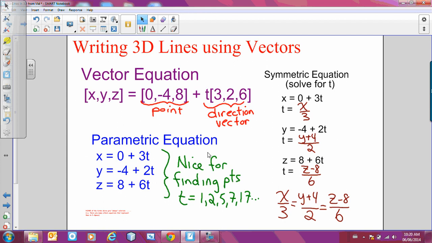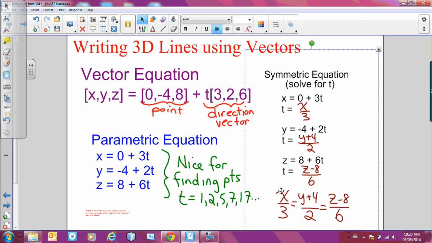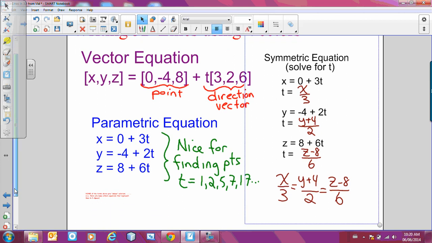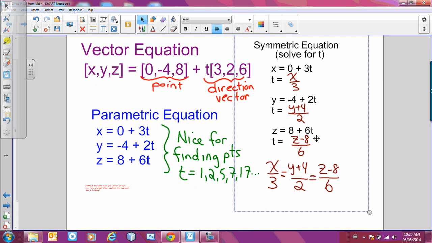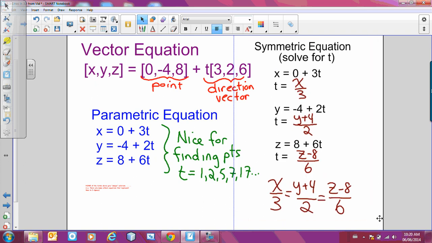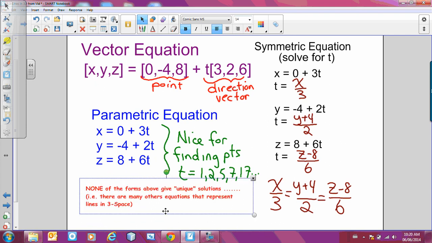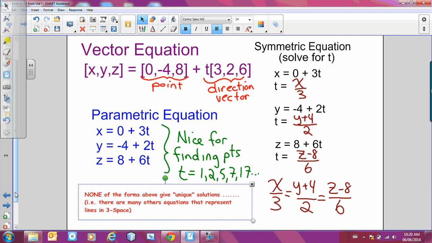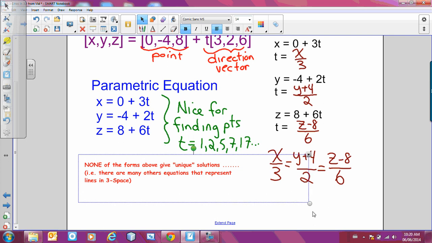If we rearrange these then and solve for t, we get our symmetric equations. And of course, symmetric implies that they are symmetrical, meaning that each one is equal to the others. And so we're simply isolating the t in each case, and we rewrite it this way. And then just a quick little note, I sort of suggested it already. None of the forms above give unique solutions.